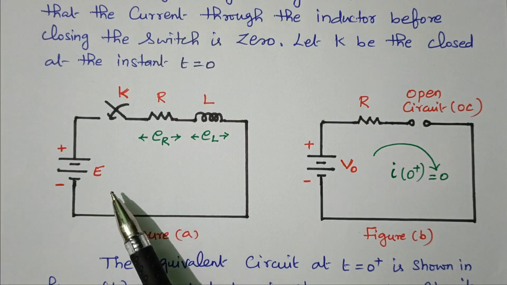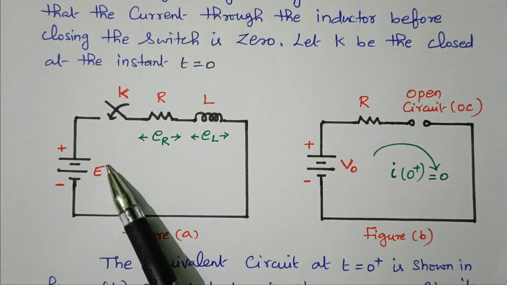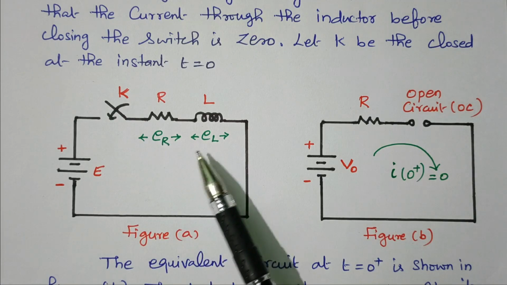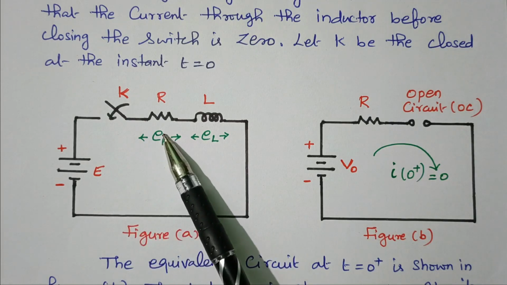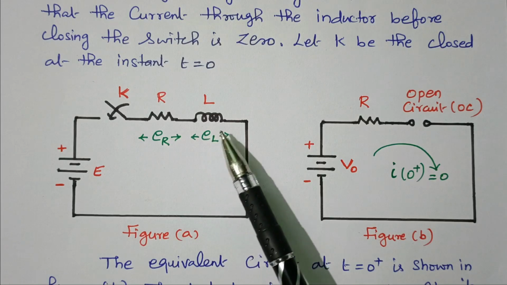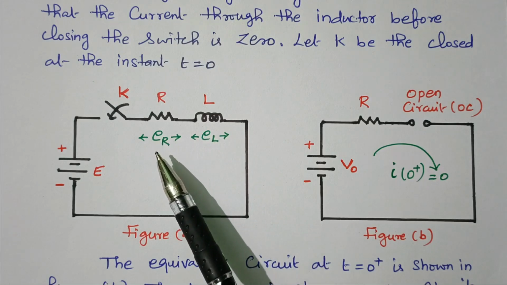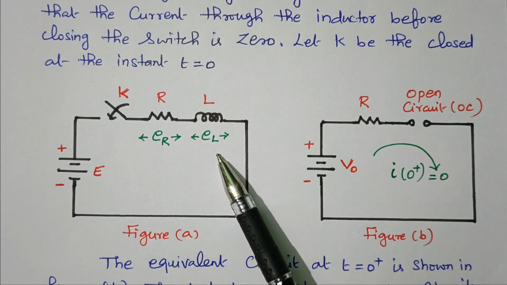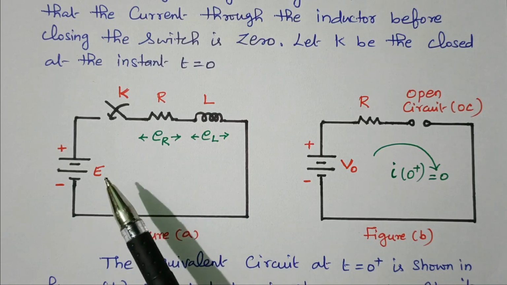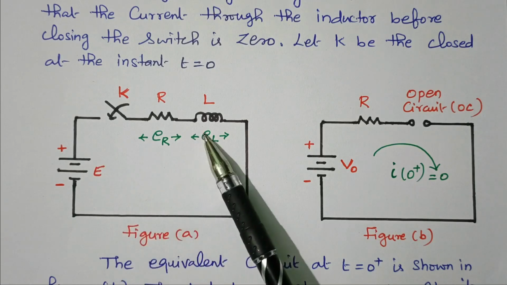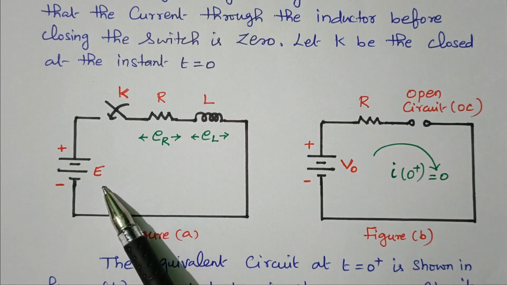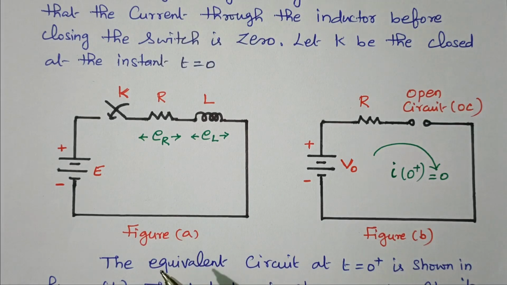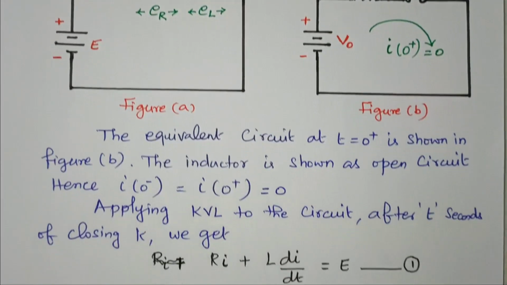While applying Kirchhoff's voltage law, what will happen? The applied voltage E equals the voltage drop across resistor and inductor. So E equals R into I plus L di by dt. R into I is the voltage drop across resistor, L di by dt is the voltage drop across inductor. So according to KVL, this is voltage rise, this is voltage drop, both are equal. So voltage applied E equals drop across R and L. Now we'll see the diagram of how to apply Kirchhoff's voltage law.